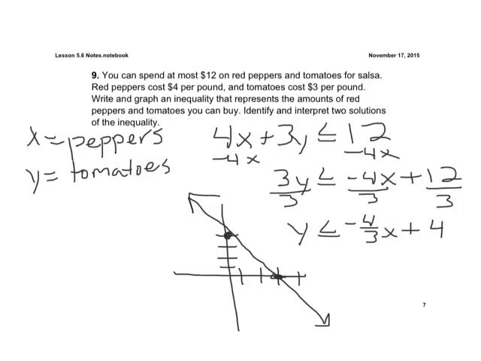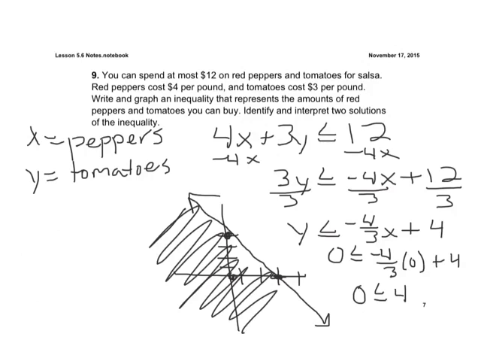Let's use our test point, which we said was 0, 0, so let's plug in 0. 0 is less than or equal to negative 4/3, and instead of x we're going to put a 0, plus 4. We've got to see if this is true. Is 0 less than or equal to 4? Yes, that's true, so we're going to shade towards the point 0, 0.